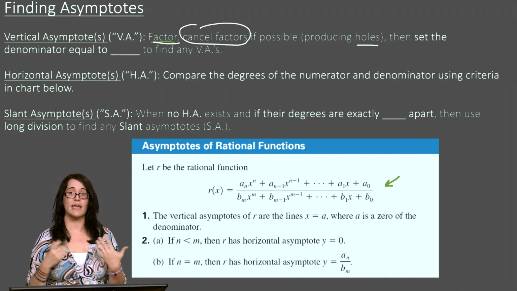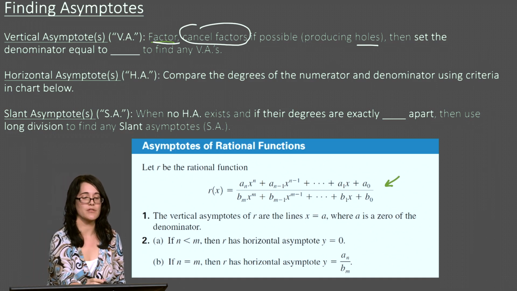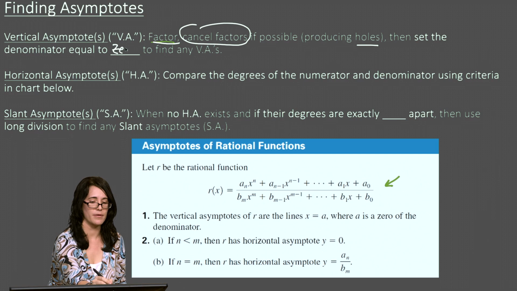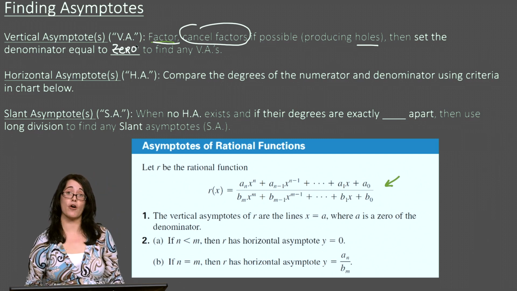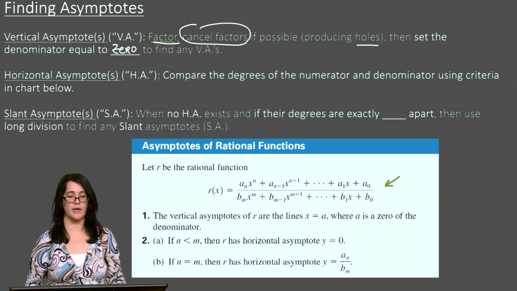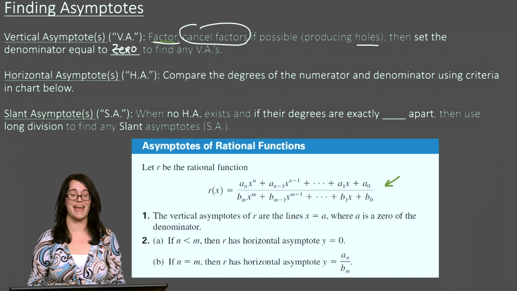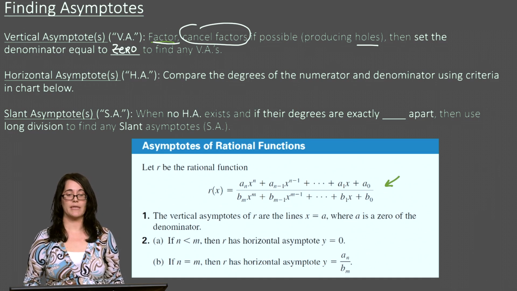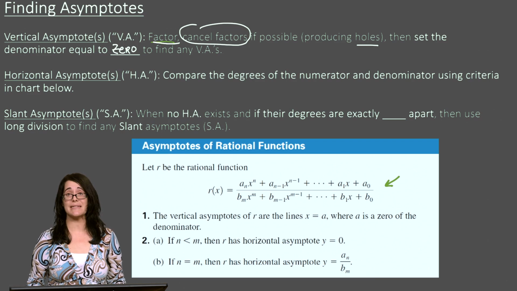On the other hand, if there are any denominator factors which do not cancel, then we can set those factors equal to 0 and then solve to find our vertical asymptotes. In our next example, we'll practice doing just that. Similarly, we need to talk about horizontal or slant asymptotes.